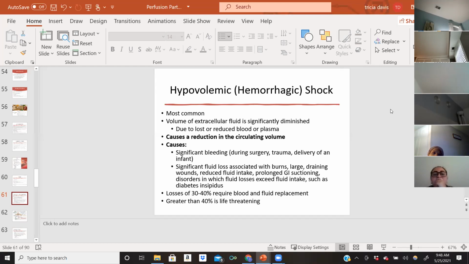Losses of 30 to 40% usually require blood and fluid replacement. So you're getting those packed red blood cells and you're getting some type of IV fluid. Any loss greater than 40% is going to be considered life-threatening.